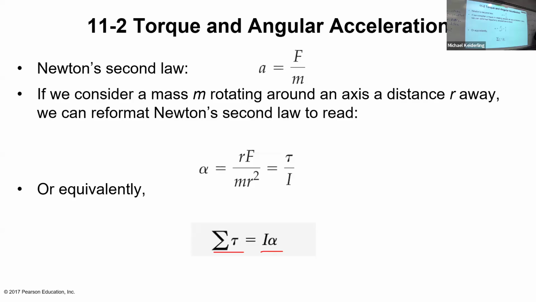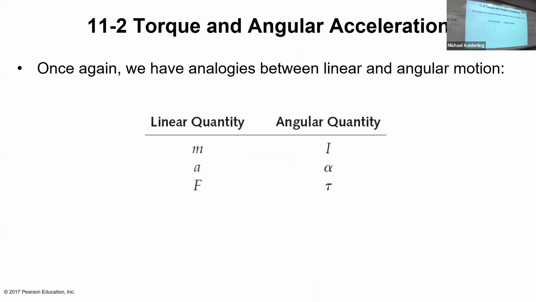And in the last couple of labs, we did a bunch of things with levers where we were dealing with force times distance. Those were all torques. Levers work on balancing torque. So once again, we have analogies between linear and angular quantities. Moment of inertia is equivalent to mass, alpha is equivalent to acceleration, torque is equivalent to force.